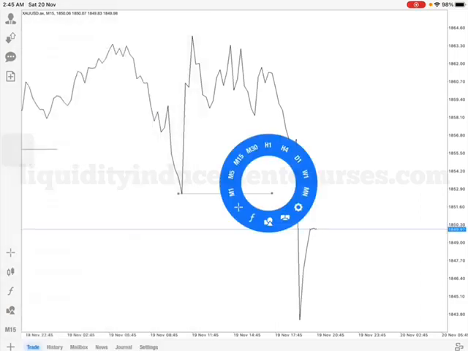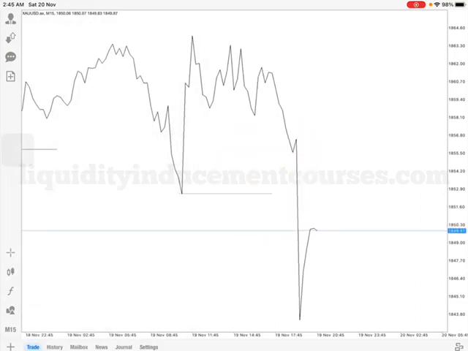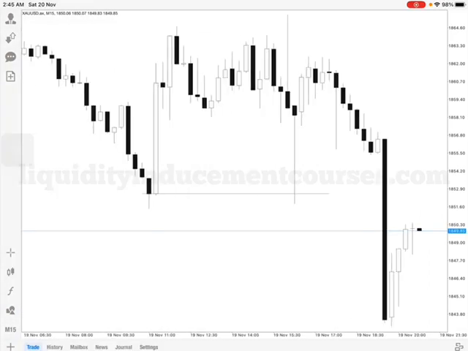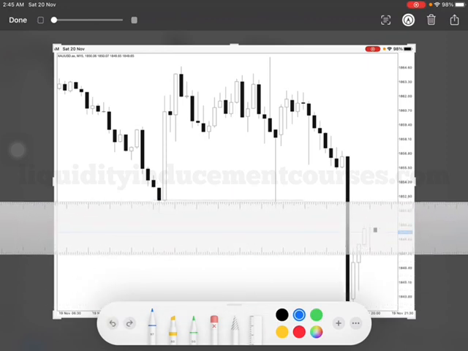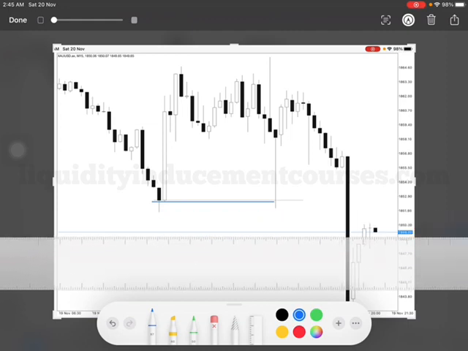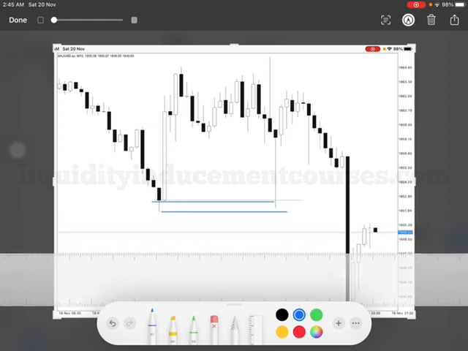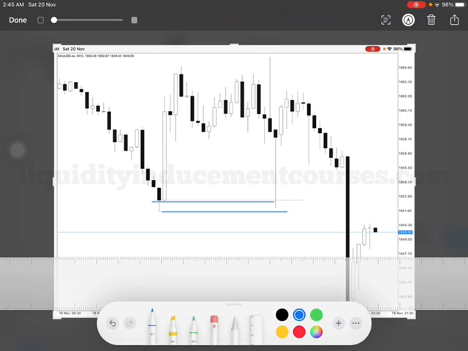And then SL could be here. But even this, it just gives a quick entry around here. Sorry. Entry be around here, right? Okay. And then SL be here. Small SL. And then it went to around somewhere here. So 1852, 1858. You get around 60 to 70 pips.